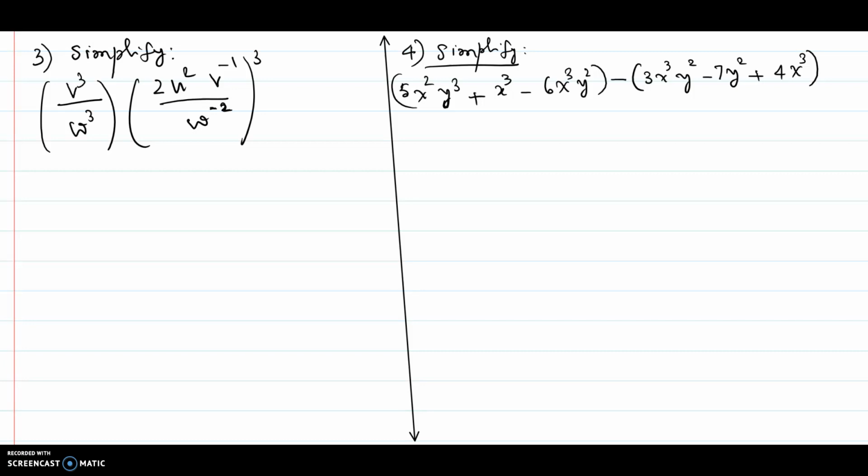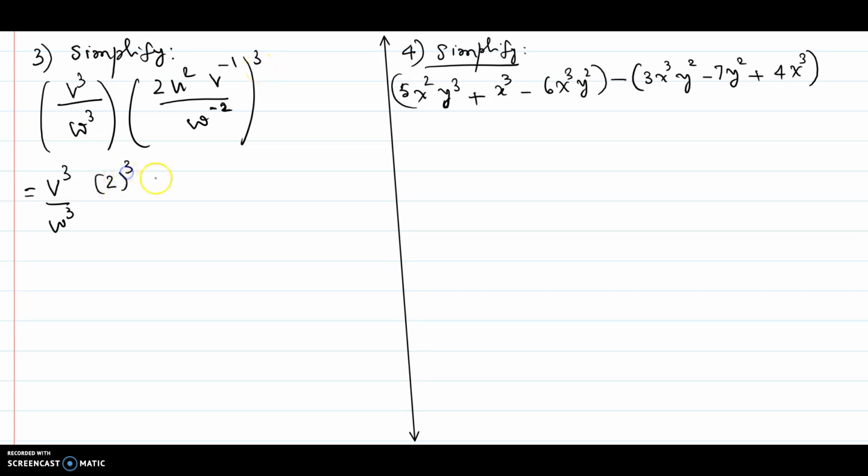V cube over W cube times 2u square v to the power negative 1 over w to the power negative 2, the whole thing to the exponent 3. You have to keep the first expression as is, which is v cube over w cube. For the second expression, you have a numerator and the denominator, everything to the power of 3. So you have to raise every expression on the numerator and every expression on the denominator to the exponent 3.